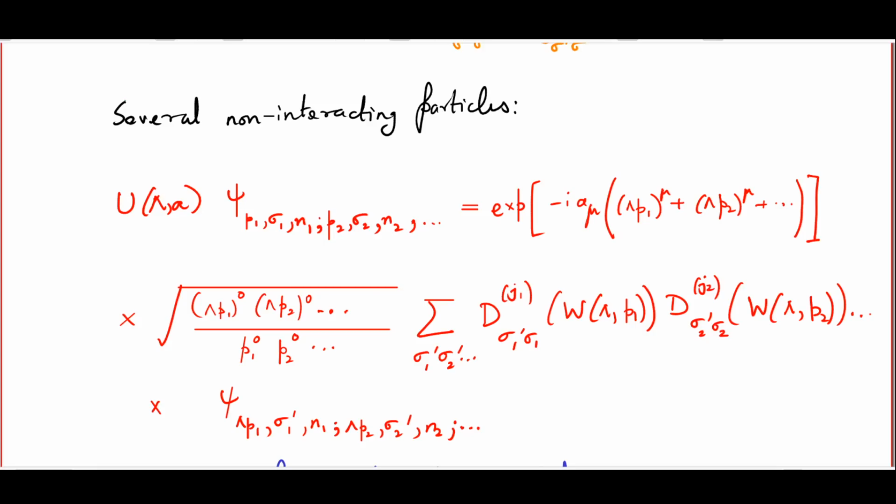And the coefficients in front are basically products of the single particle factors that we had. So you get D^j1 σ1' σ1 corresponding to W for λP1. And then you have D^j2 σ2' σ2 for W of λP2, the corresponding little group element, multiplied by D^j3 σ3' σ3 W of λP3, and so on. So basically what is happening is each and every single particle state is transforming on its own, and these transformations together are contributing to the overall transformation of the state.